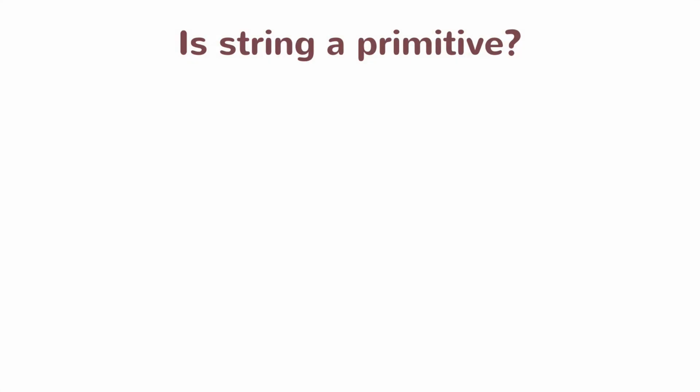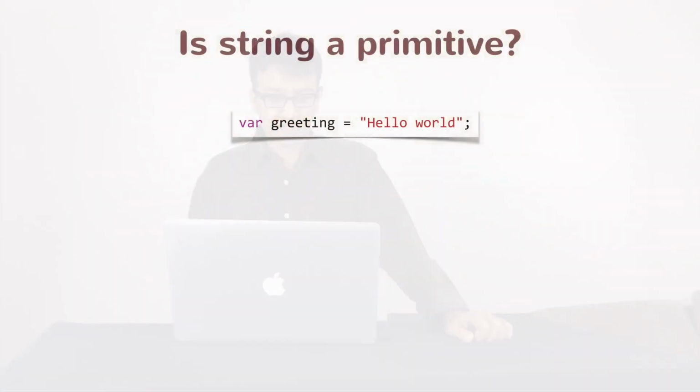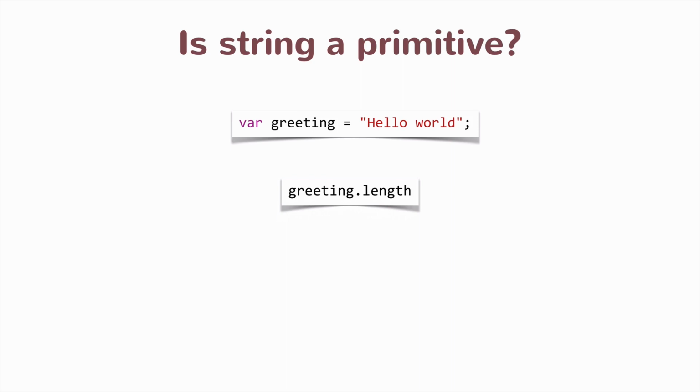I start with the question, is string a primitive? Now, you have a string, let's say var greeting equals hello world. So it's a variable called greeting, which contains a string value, which is hello world. Now, there is a way you can access the length of the string. You want to know how long a string is, how many characters it has. You can do greeting.length, right? It's a variable name, dot length, and it's going to give you the length of that string. Length of hello world happens to be 11.